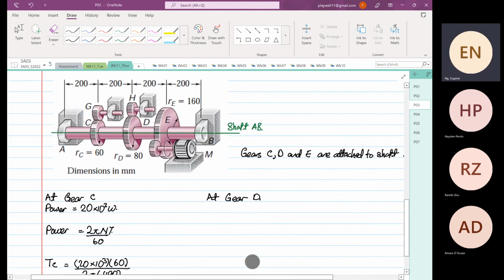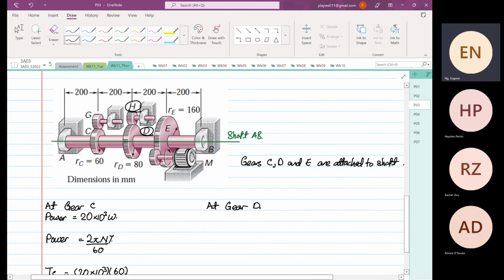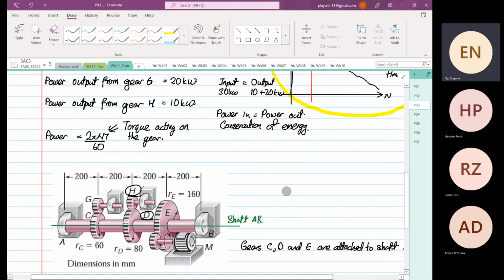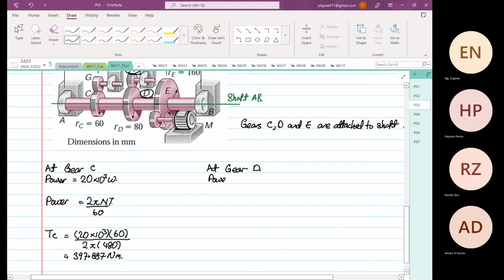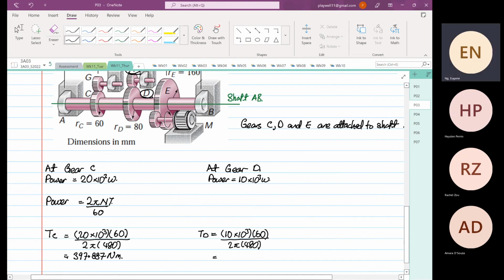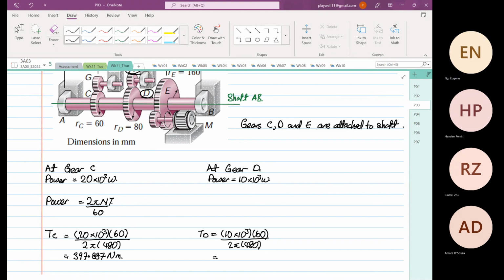Okay. Then at gear D, we look at gear D is connected to gear H, and gear H is taking away 10 kilowatt. Okay, so the same thing. So power is equal to 10 times 10 to the power 3 watt. Okay, so torque at D is equal to 10 times 10 to the power 3 multiplied by 60 divided by 2 pi 480. So it's half of 397. So it's equal to 198.944.